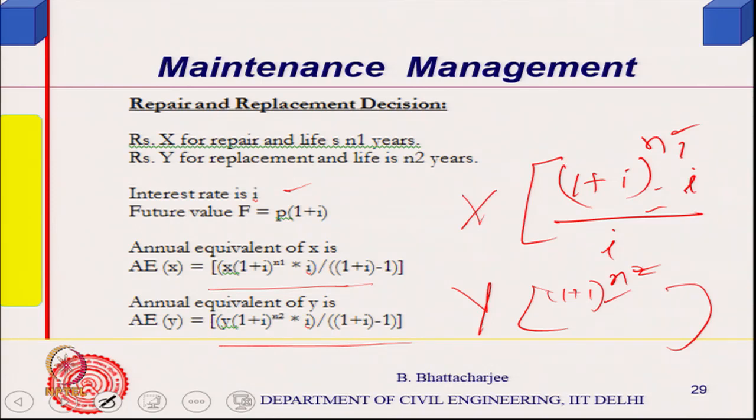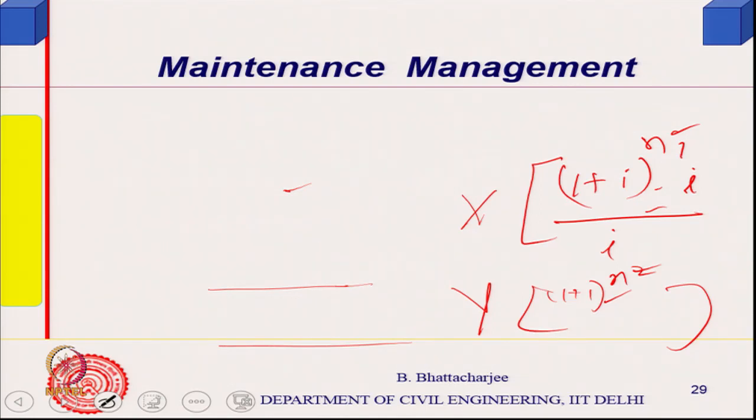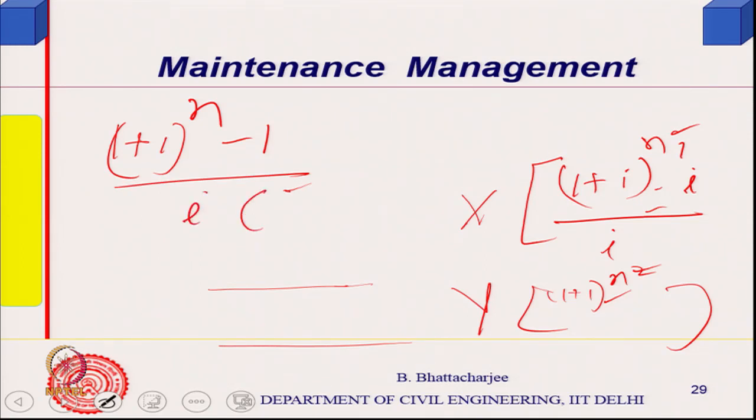So, whatever annual equivalent formula we have to use, we can again derive this. In fact, you can just do this, because we said this is a GP series, 1 plus I to the power n minus 1 divided by I. So, that will be the future sum, and if I divide by 1 plus I to the power n, then I get the present value. So, this would be 1 plus I to the power n minus 1, and that is right.